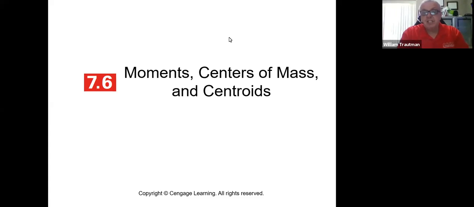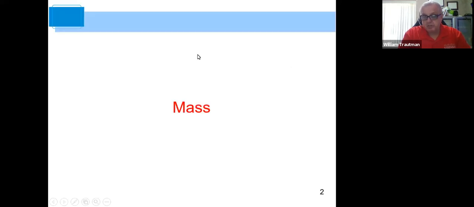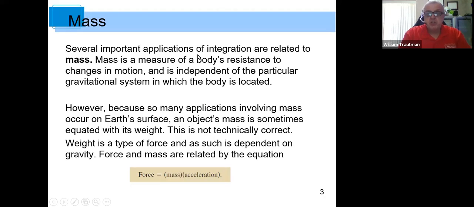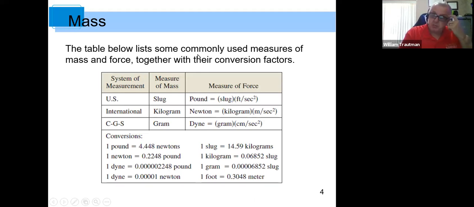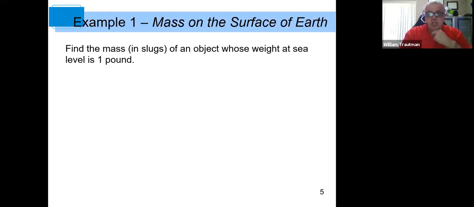Hi, everybody. This is section 7.6, moments and center of mass. There's a lot of slides here, so I'm not going to look at all of them. I want to concentrate more on the formulas and then working out some problems using those formulas. Don't forget all these PowerPoints at the bottom of modules. You can go through this PowerPoint and look through this.